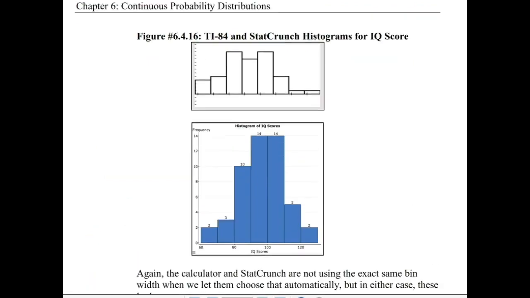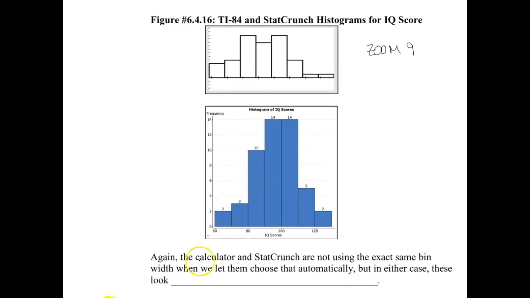So again, if we actually took the time to type those 50 data points into the TI-84, and we're just using Zoom 9 to let it pick an automatic bin width and where to start those bins at to get a general shape. In StatCrunch, we're also going to let it pick its own bin width. We can see that these two histograms do not look exactly the same because the calculator uses a slightly different formula for its automatic bin width than StatCrunch does. But in either case, they do look roughly bell-shaped.